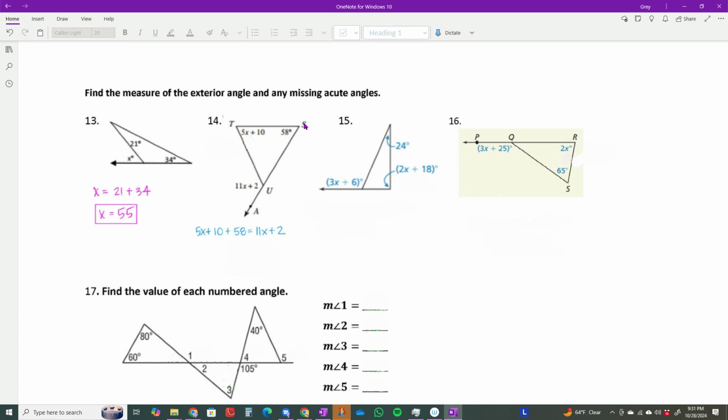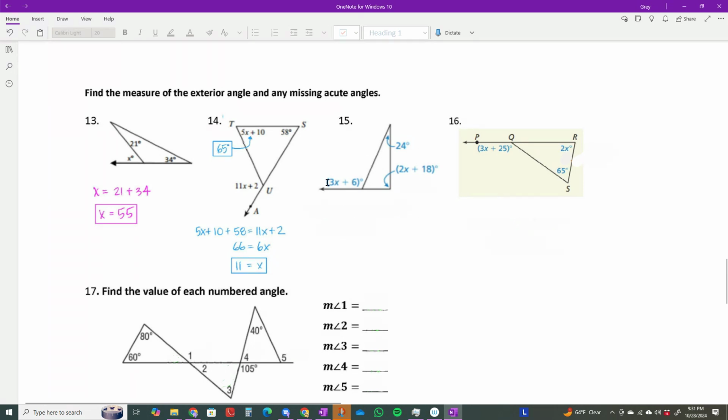11x minus 5x is 6x. And then 68 minus 2 is 66. 66 divided by 6 is 11. Now I have to go find the missing acute angles. So I'm plugging 11 in for x. 5 times 11 is 55, and 55 plus 10 is 65. So that angle is 65 degrees.